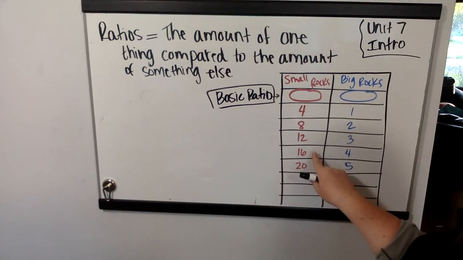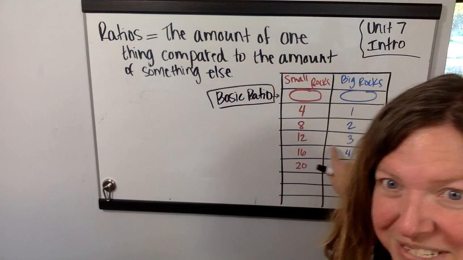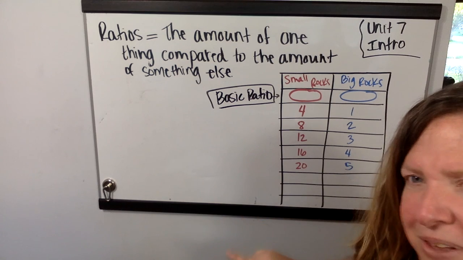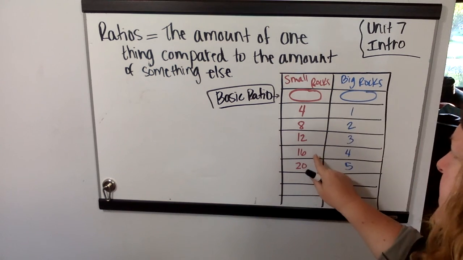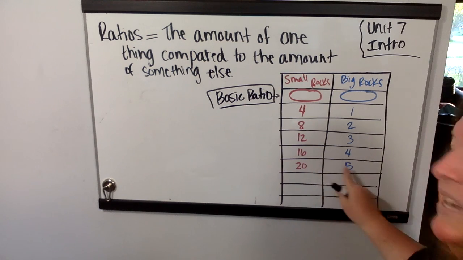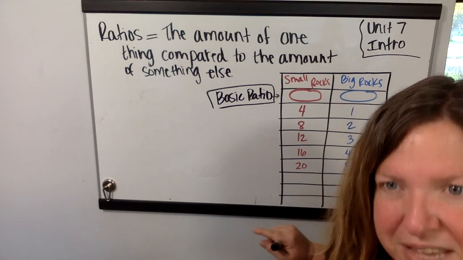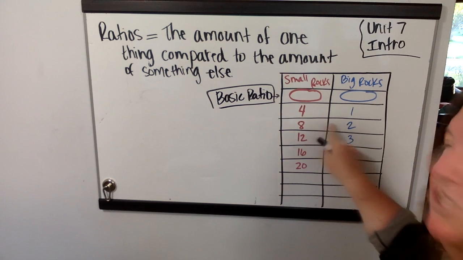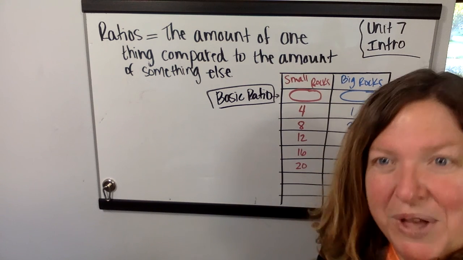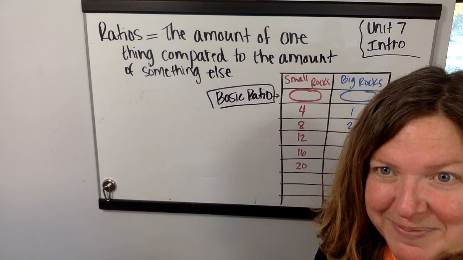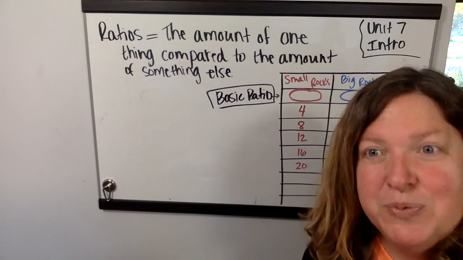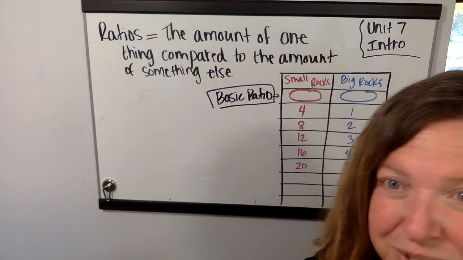So, for instance, 16 small rocks and 4 big rocks, well, that's not the smallest amount of groups together that we could have, because both 16 and 4 can be divided by 4. 20 and 5, we know that's not the smallest because they can both be divided by 5. 8 and 2, they can both be divided by 4. But what can 4 and 1 both be divided by? Well, if you're thinking about facts, nothing, unless we go into fractions or decimals.